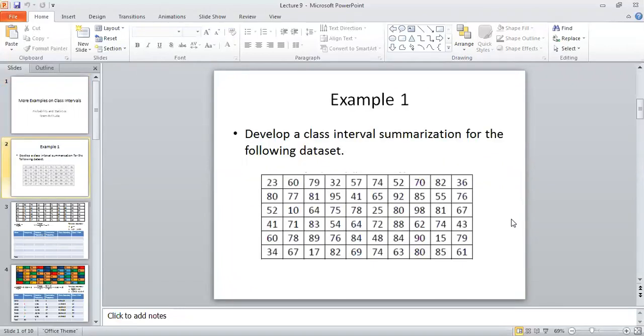So let's take the example for this. We have a table containing the data set, and you have to develop a class interval summarization for the following data set. Now over here we can see that there are a lot of numbers present. It's a big data set, not a small one. So we have to be very careful while doing the class interval summarization, and that's what we are going to learn in these examples.